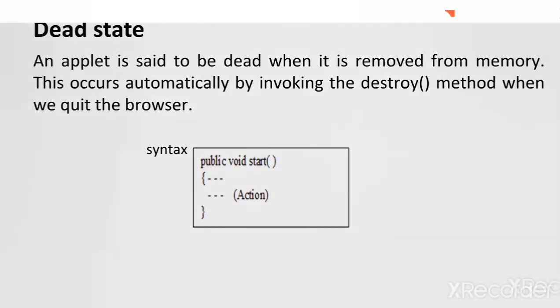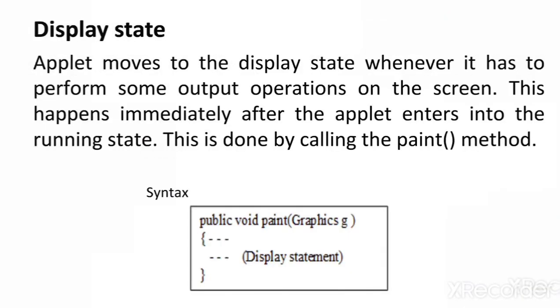Okay, next, display state. Applet moves to the display state whenever it has to perform some output activity on the output screen, and this happens immediately after the applet enters into the running state. So if the applet program has something to write on the output window, then the paint method is called by the applet program, and from the running state the applet moves on to the display state. So the paint method is called here to accomplish the output activity.